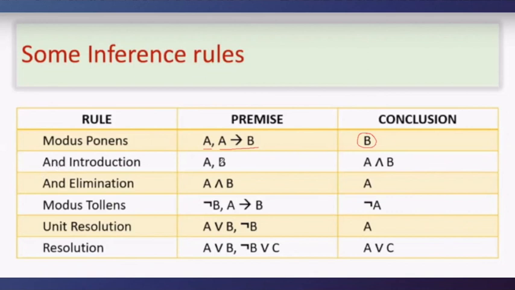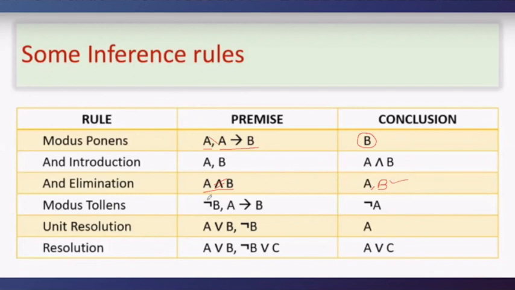And introduction. If we have two sentences or two clauses, A and B, the conclusion will be A and B because we are introducing and. Or and elimination. If you want to eliminate and, we have one sentence, A and B is one sentence. If we want to eliminate and, what will we get? We'll get A, or we'll get B separately. If we remove this particular and, what will we get? We'll get A or we'll get B. So I have written this, A or B.